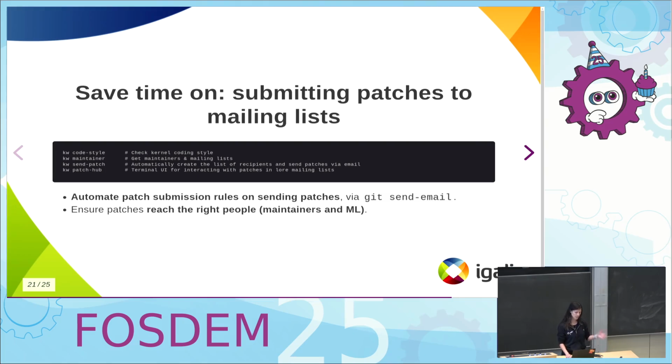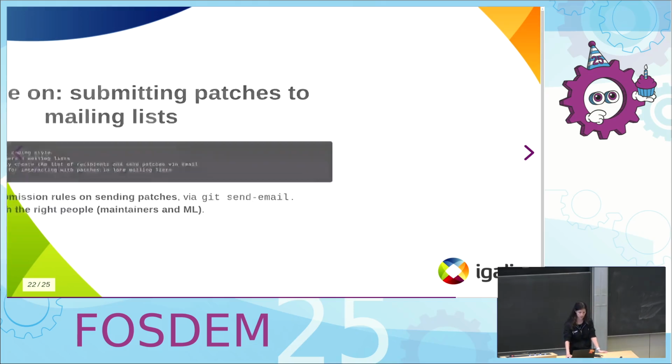And finally, we have the feature to submit patches. We have the basic things. It's mostly a wrapper around options and scripts that we already have in the kernel. But we have send patch, which will automatically create the list of recipients and send the patch via mail. It also automates the patch submission rules when you need to send a patch using git send-email, and we have the documentation and it follows these rules.